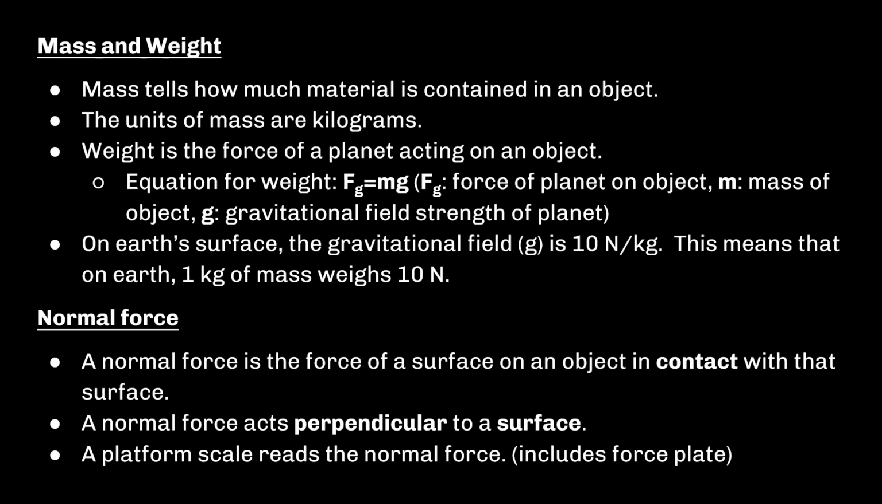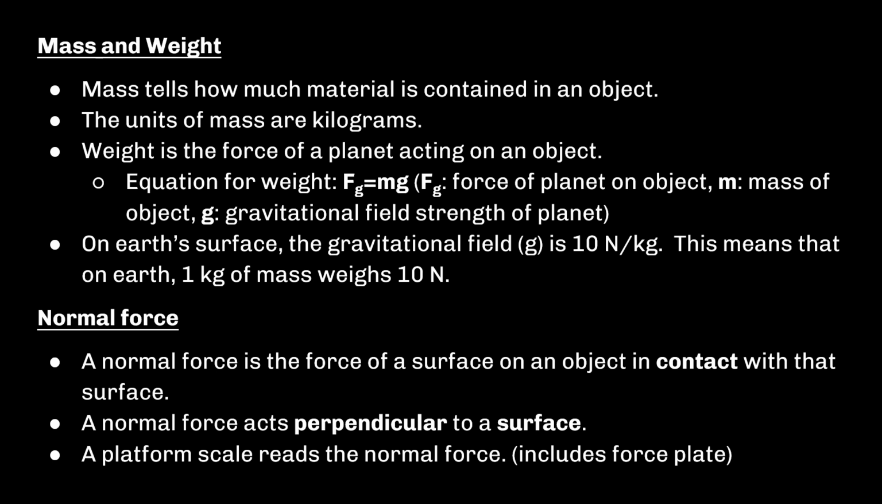Talking about our last page of facts here, this is just a little bit of refresher. Mass and weight, remember these are not the same exact thing. Mass is in units of kilograms. It tells us how much material is contained in an object, while weight is actually the force of the planet on the object. That's going to be in newtons. To go from mass to weight, you multiply by g, the gravitational field strength of that planet. On Earth, it's 10 newtons per kilogram.